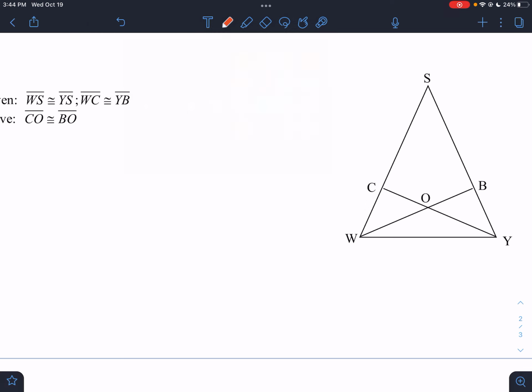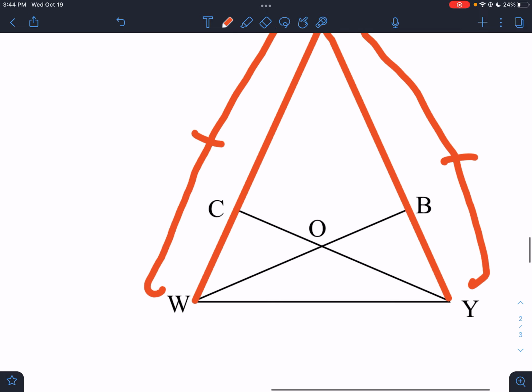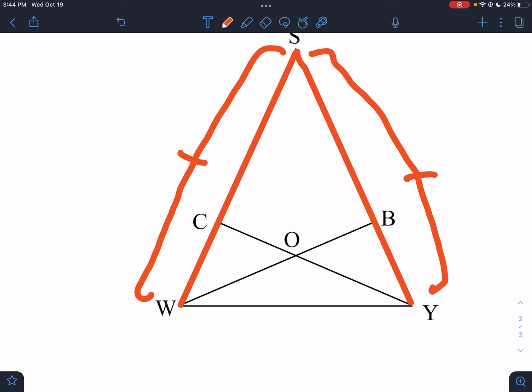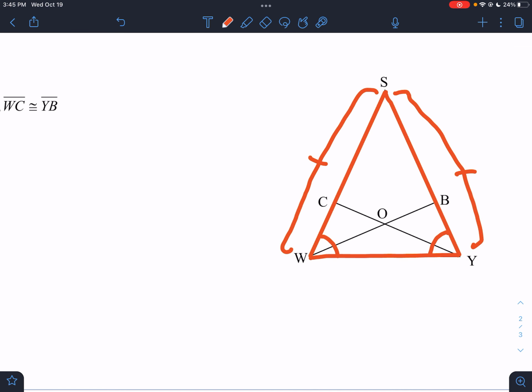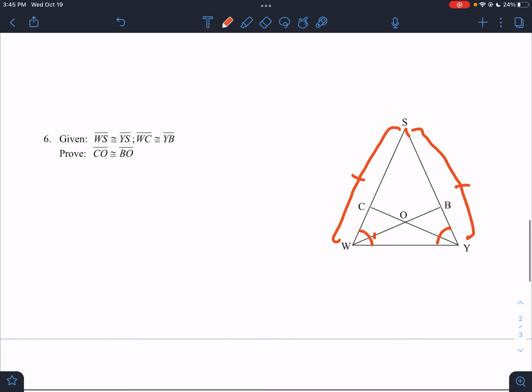It's very high level. First thing they tell us is WS is congruent to SY. And I'm going to mark it out here because there's a lot going on. This is congruent to this. We haven't dealt with this yet, but if those two sides are congruent, what is true? This orange triangle would be isosceles. Which angles would be congruent? It would be the entire angle W and the entire angle Y. It's the entire corners. I'm going to call them corner 1 and corner 2.